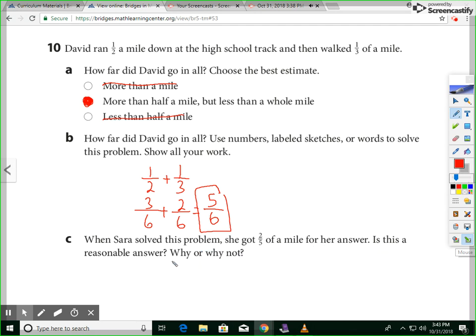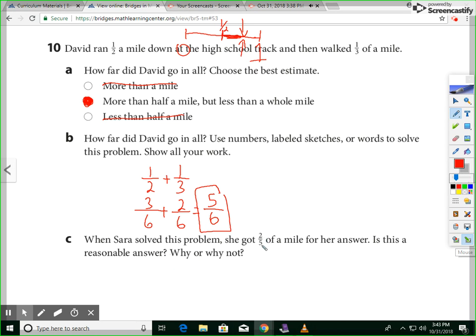Is this a reasonable answer? Why or why not? So 2/5. Remember what we had up here? I wish I didn't erase it now. We knew that David ran at least a half of a mile and then a little bit more because of the 1/3. He's walking. We put him right about here. This is where he ended up. So bigger than a half, but less than 1 whole.